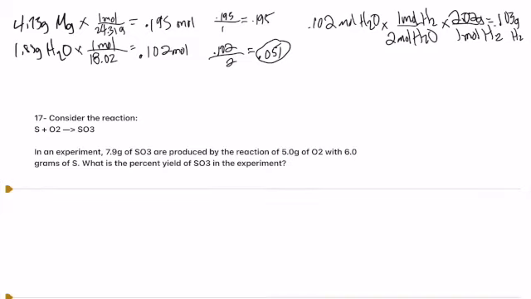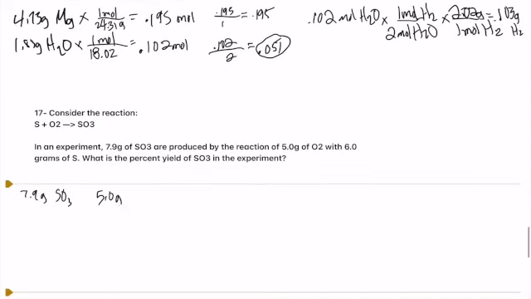Next up is 17. 17 has us considering 7.9 grams of SO3 are produced when 5.0 grams of O2 are reacted with 6.0 grams of S. What's the percent yield of SO3 in the experiment? Remember, percent yield is the percentage that your actual production is versus the theoretical production. We'll never reach 100%. We'll never react all reactants to create the full amount of product. So we'll always have a percent yield of efficiency.